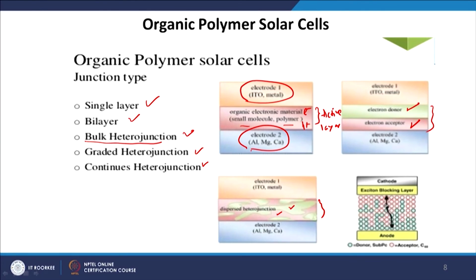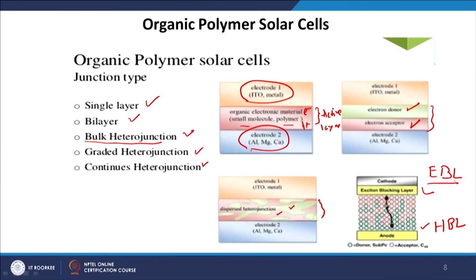Similarly, we can have a graded heterojunction, where you can see that a particular concentration of the donor and a particular concentration of the acceptor gradually change along the thickness. We can also further optimize this device by putting in an electron blocking layer or a hole blocking layer. The electron blocking layer, also called EBL, and the hole blocking layer, also called HBL, have the role of blocking one particular kind of charge carrier and allowing the other. So basically they act like a filter.